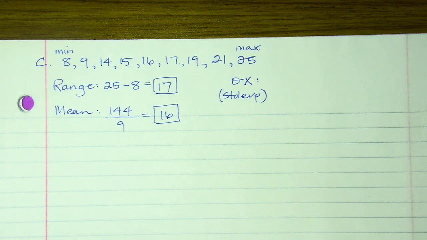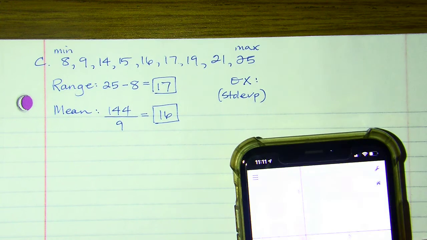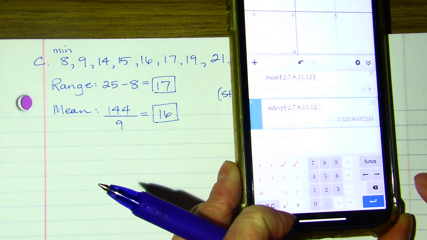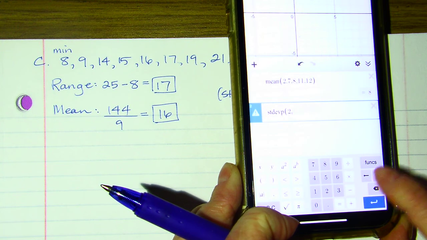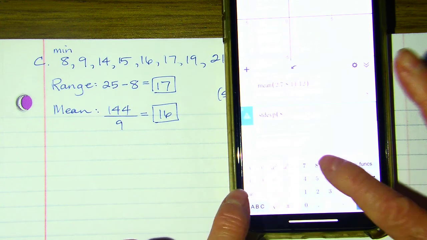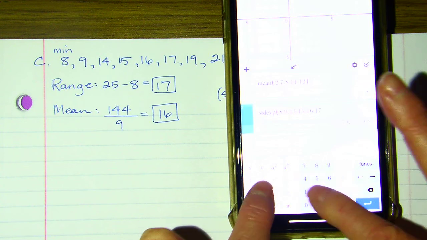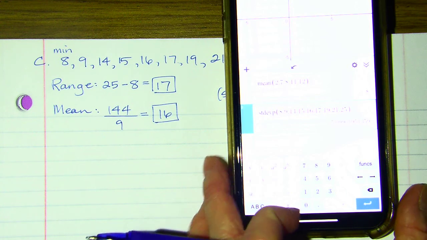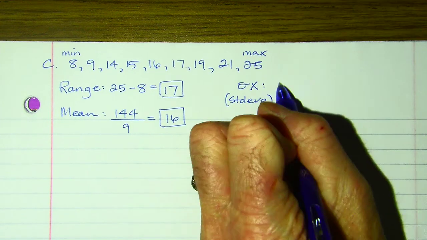Okay? Standard deviation, I'm not going to do that by hand. It takes a very long time, and it's very complicated. So I'm just going to come back to the last problem I entered on Desmos, and I'm going to hit the backspace, and I'm going to re-enter my new list. Using Desmos, I'm going to hit 8, 9, 14, 15, 16, 17, 19, 21, 25, and notice it gives it to you every time you enter a new number. I got 5.099, so 5.1.